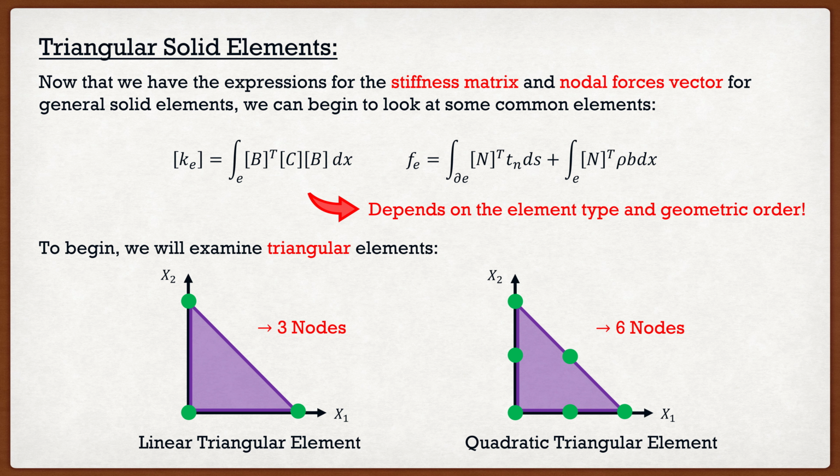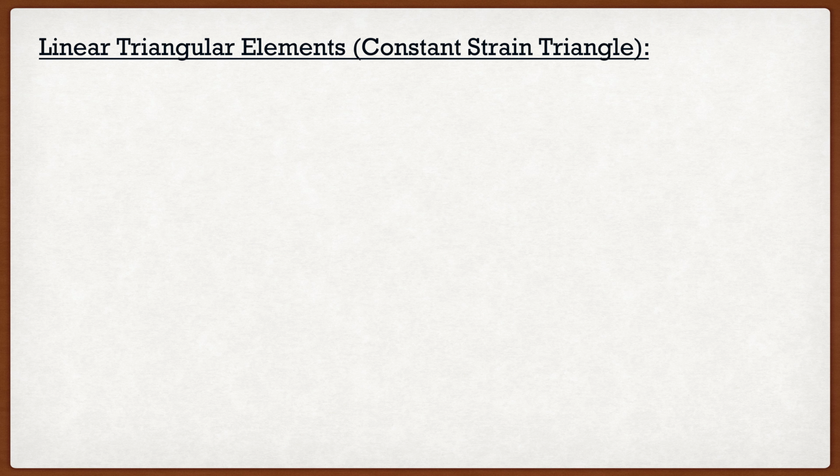So again, just a little recap. We said that our B matrix and our N matrix are a function of the shape functions, and that depends on what element type is selected, as well as the geometric order of the element. In this particular lecture, we are going to look at triangular elements, and more specifically, a linear triangular element and a quadratic triangular element. So let's start off with the first case, which is the linear triangular element.